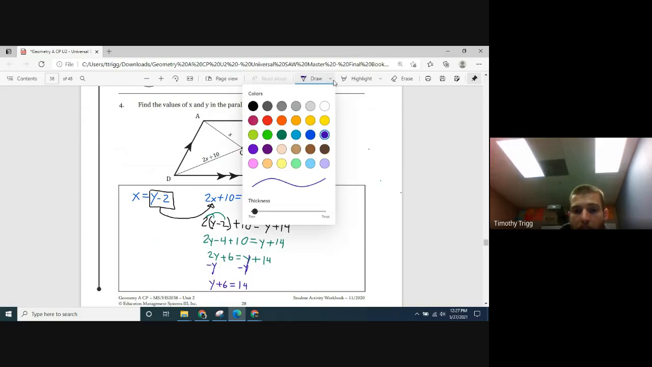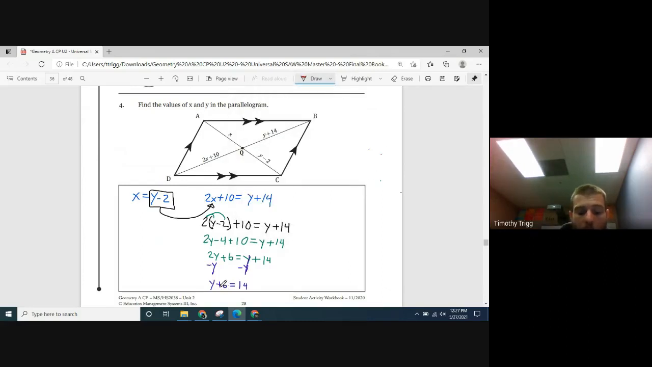Do you see what the last step would be in this case? The last step would be to get y by itself, subtract 6. So we're going to go and subtract 6 both sides. So that'll give us that y equals 14 minus 6 is 8. So that gives you the y.